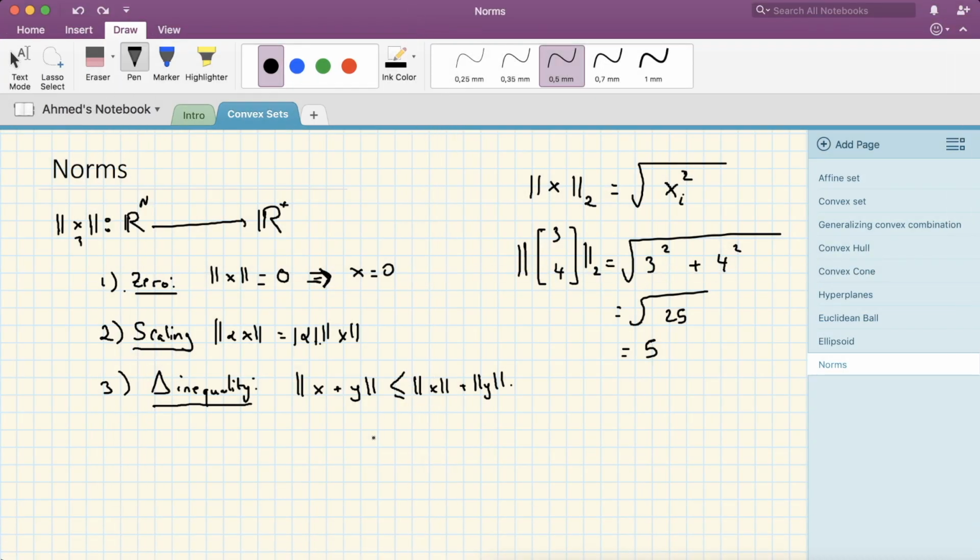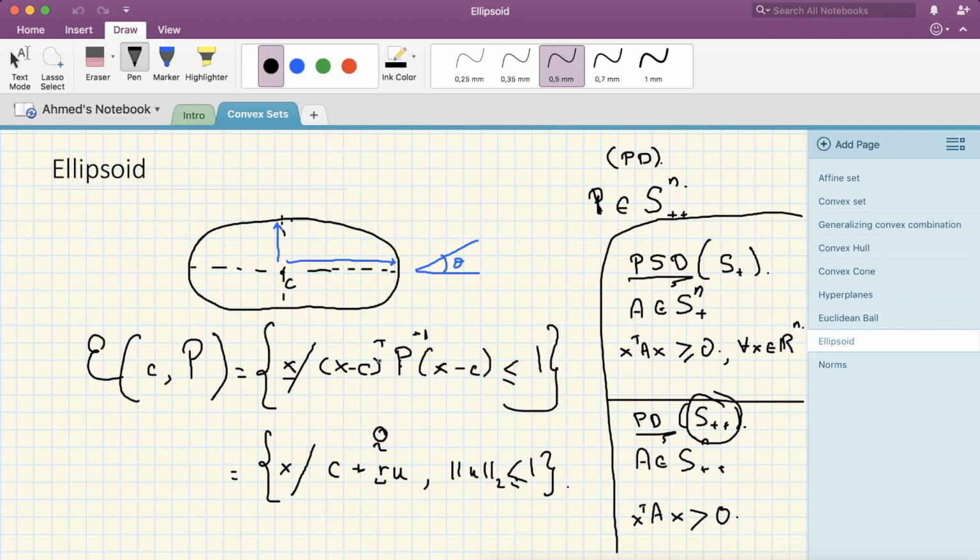So yeah, that should cover norms, right? But why are we talking about norms? It turns out that you can define a lot of convex sets using norms. As we saw previously, ellipsoids were defined using norms. This is also a norm, even though you do not see those fancy pipelines. Given a positive definite matrix P and a center C, you can define the following norm. If you define this norm and restrict it by 1, then this set is easily proved to be convex.